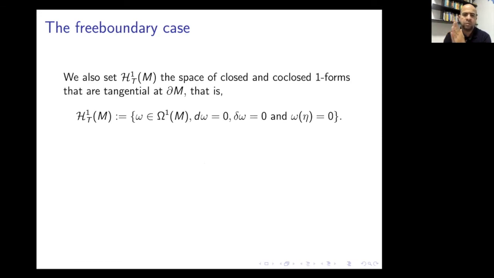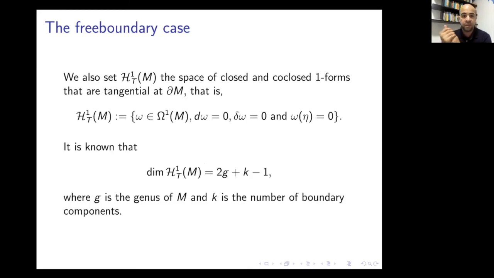We also denote by HT1 the space of closed and co-closed one-forms that are tangential to the boundary of M. And the fact here is that the dimension of this space is also related to the topology of the surface. The dimension is 2g plus k minus 1, where g is again the topological genus of M, and k is the number of boundary components of M. Recall that our surface is now compact with boundary.